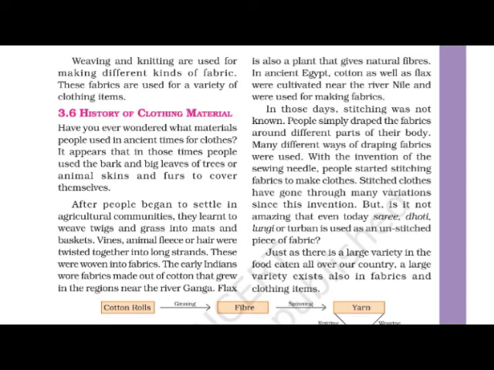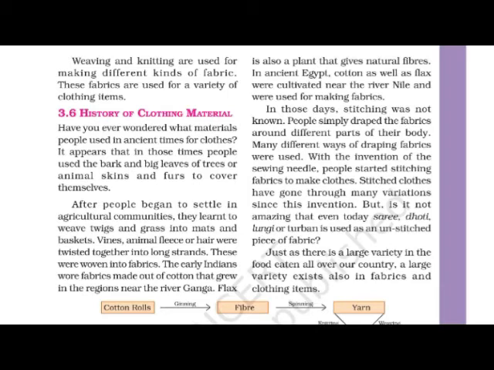See what material was actually used at that time. People were using the bark and big leaves of trees or animal skins and furs to cover themselves. Nowadays we have a variety of cloth materials, but at that time they were not invented. They were covering their body with the help of these materials, depending on plants and animals. After people began to settle in agricultural communities, they learned to weave twigs and grass into mats and baskets.